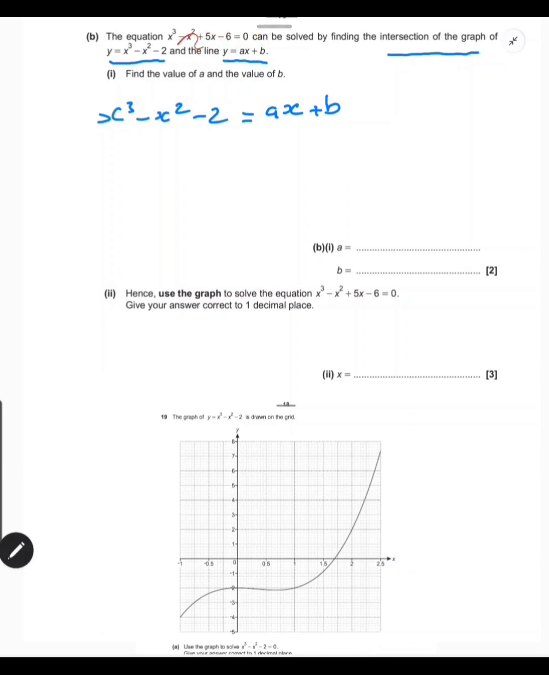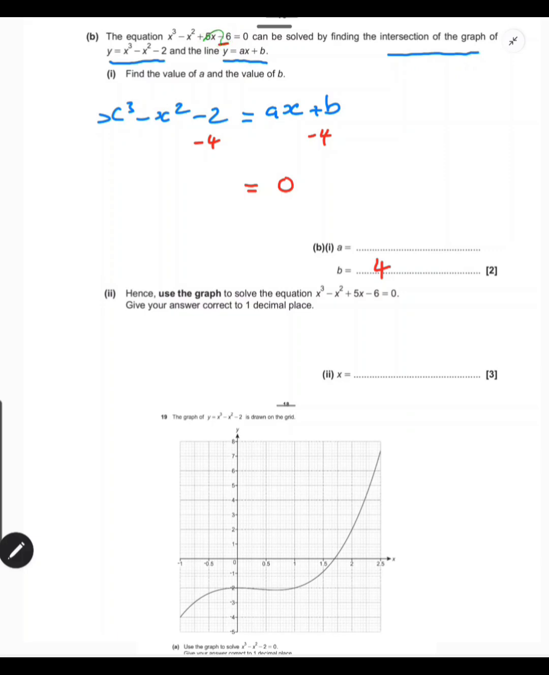What I want to do now is look at this random equation I'm trying to solve. Someone has started with this and rearranged it to make it equal 0. So I just need to see what they've done to make this right-hand side equal 0. Well, they've got the x cubed that we've got. That's fine. They've got the minus x squared that we've got. They've got minus 6 and we've got minus 2. So they must have taken 4 away, which means this b must have been positive 4.